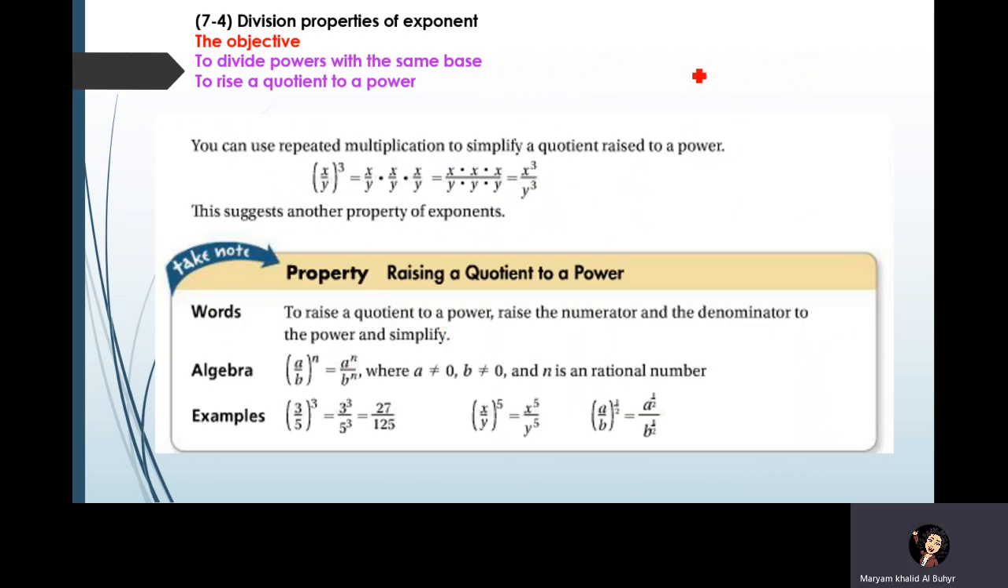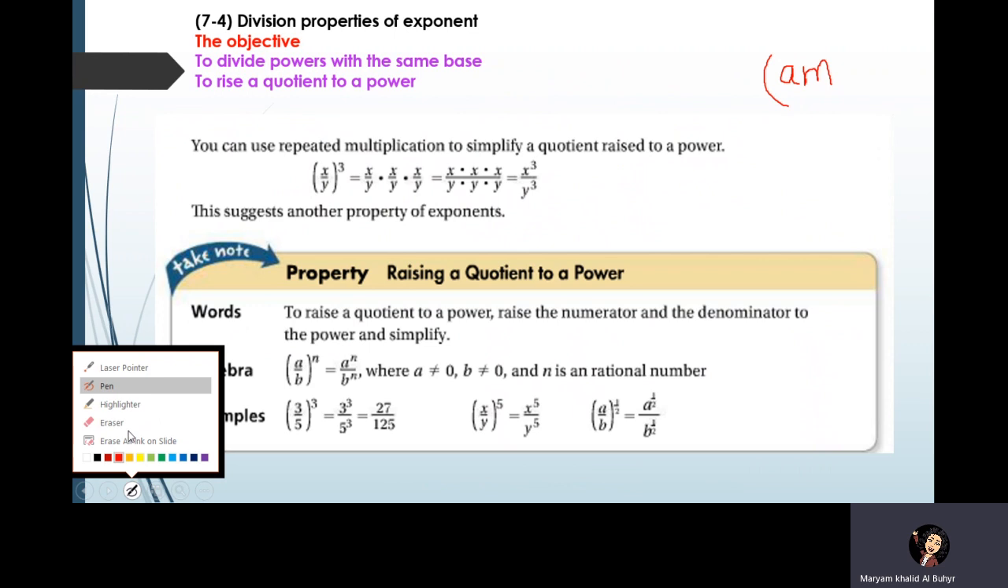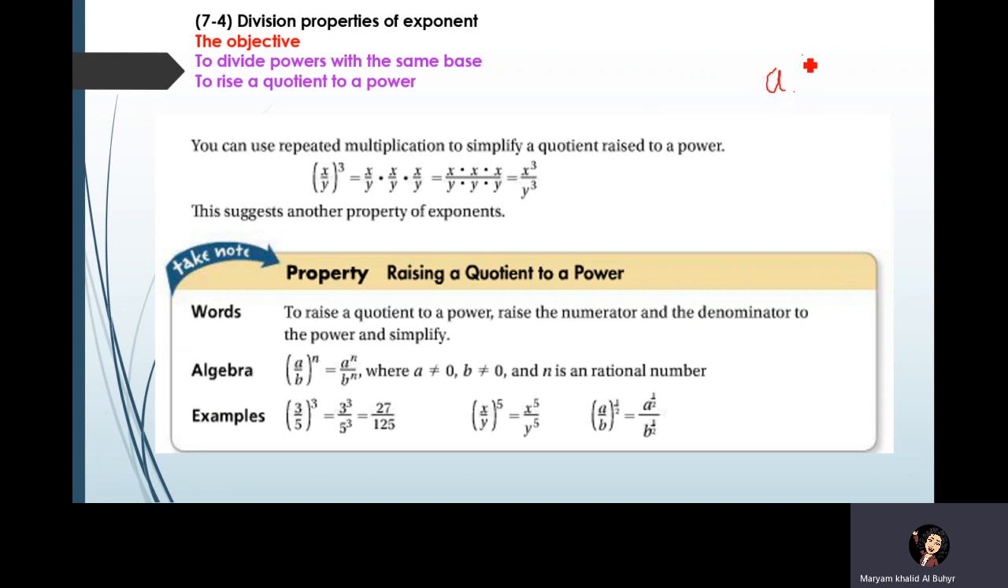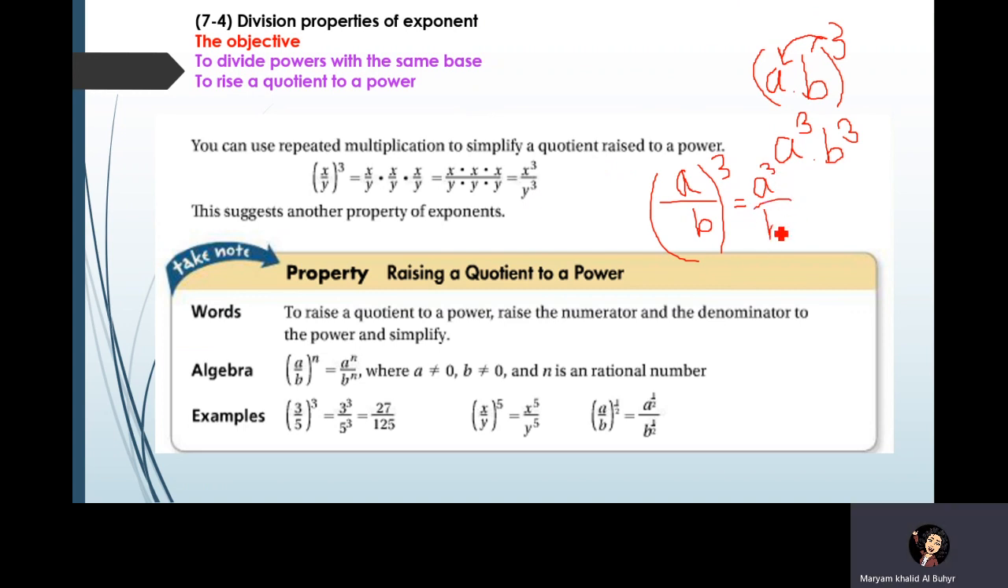So here we learned before, if we have, for example, A times B, all this to the power, for example, 3, we learned a rule in the previous classes. We learned what to do with this one. I said distribute the power. So I said you can say that is A to the power 3 times B to the power 3. Here is exactly the same thing. If you have division, A over B, all this to the power 3, for example, you can say that's A to the power 3 over B to the power 3.